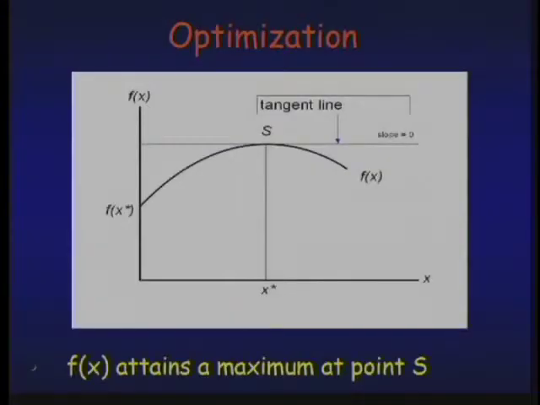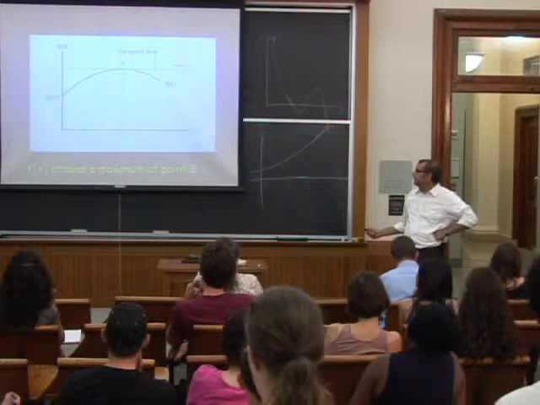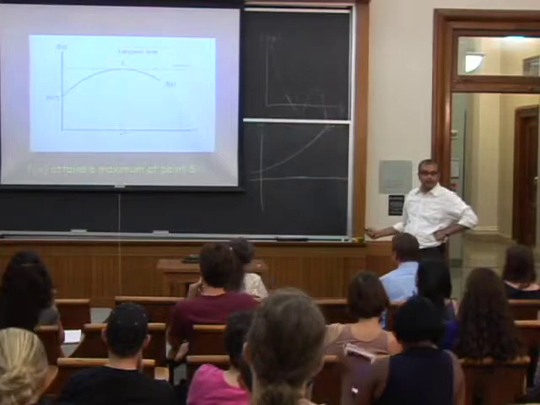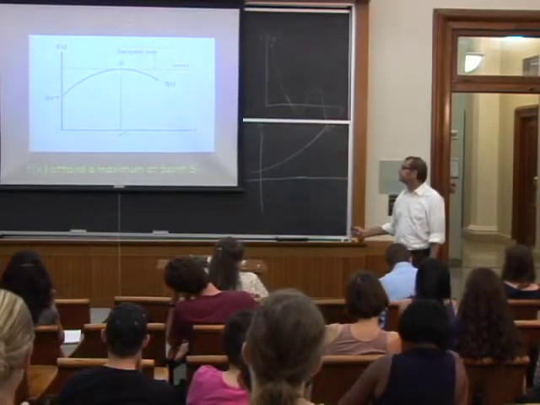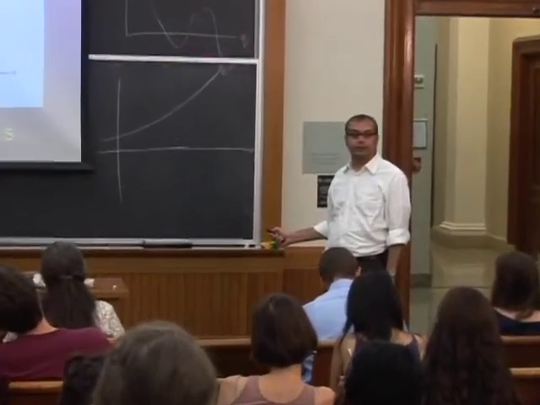That maximization might be local or global. So here is a concave function that attains a maximum at the point S. What's special about that point S is that at that point, the derivative of this function is equal to 0. The slope of the function is equal to 0.